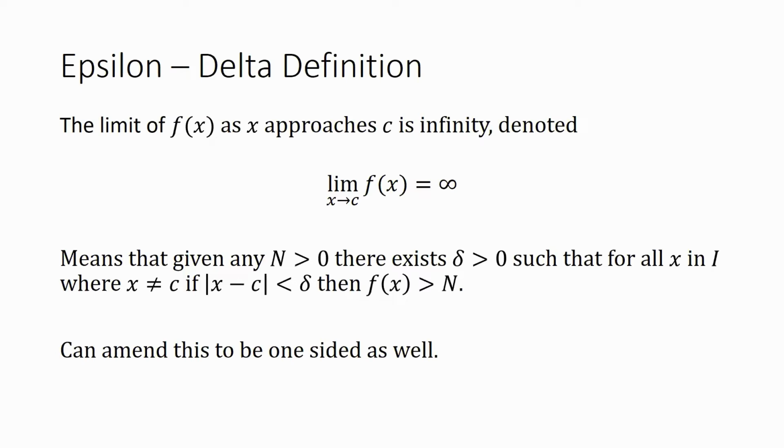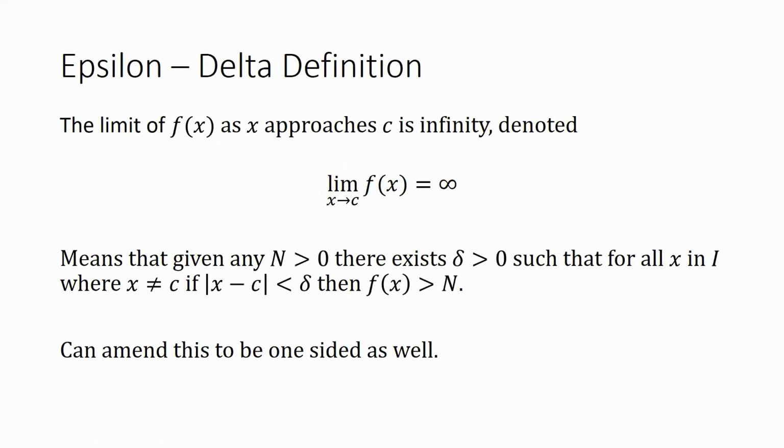So we say that the limit of f of x as x approaches value c is infinity, denoted limit as x approaches c of f of x equals infinity, means that given any number n greater than 0, there exists a delta such that for all x in the interval where x is not c, if x minus c in absolute value is less than delta, then our output is greater than n.